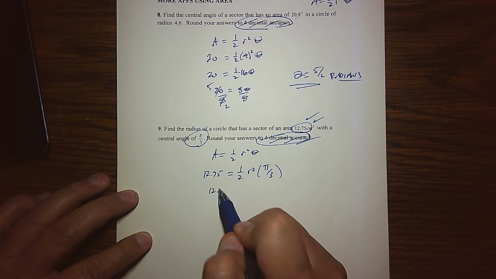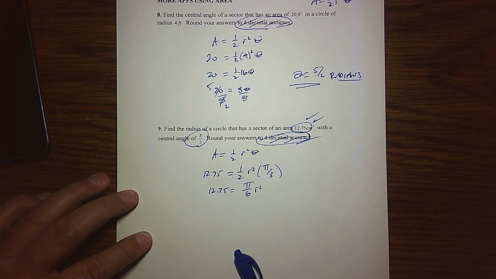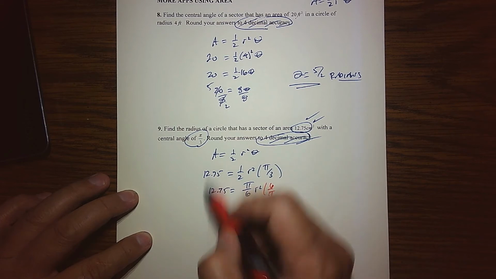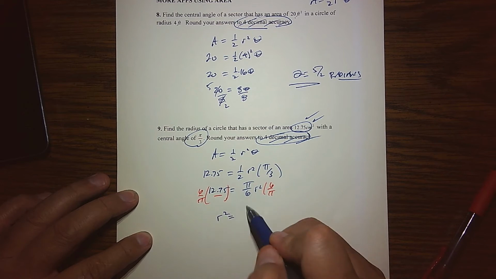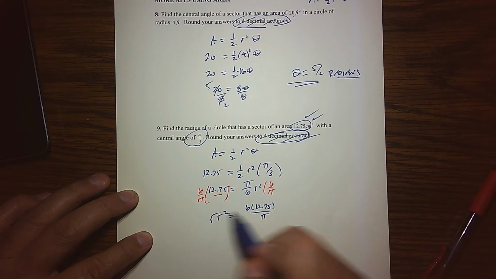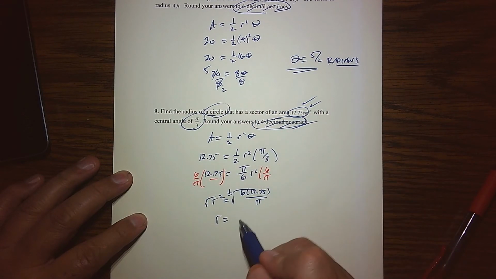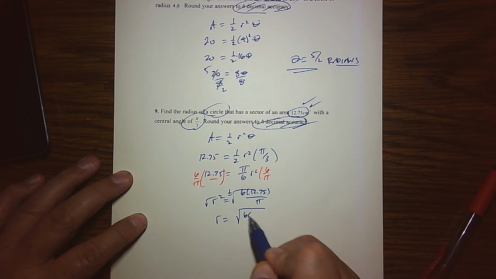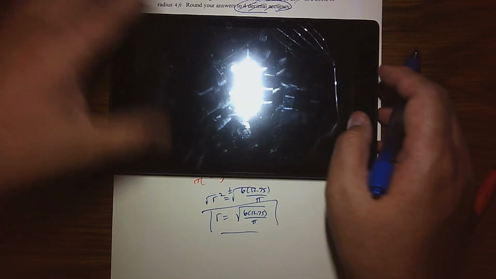So again, I'm going to keep working on fractions as much as I can. This is pi over 6 r squared. So if I take both sides and multiply by 6 over pi, we essentially get that r squared is 6 times 12.75 all over pi. When we take a square root, technically speaking, there's a plus minus, but since we're talking about the radius of a circle, we're talking about the square root of 6 times 12.75 all over pi. So there's about as exact an answer as I can get, but let's go ahead and round this off a couple of decimal places.